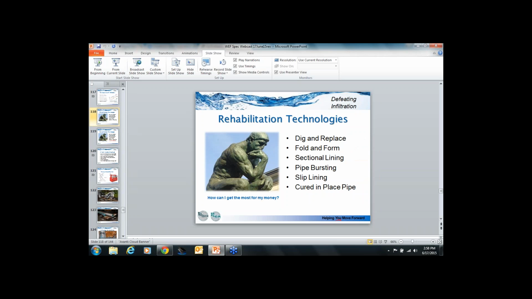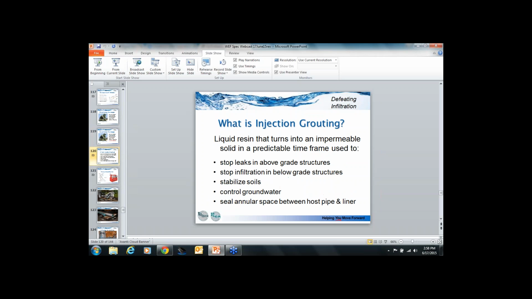Every day I wake up grateful that these rehab technologies exist, and these all have one thing in common. They are structural repairs. Injection grouting is not structural. If the problem is infiltration, grouting is an engineered process specifically intended to stop infiltration. So what is injection grouting? It is a liquid resin that turns into an impermeable solid in a predictable time frame, used to stop leaks in above-grade structures, stop infiltration in below-grade structures, stabilize soil, control groundwater, and seal annular space between host pipes and liner.